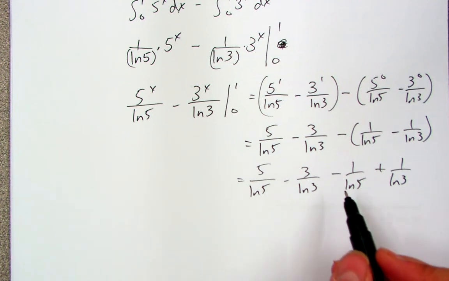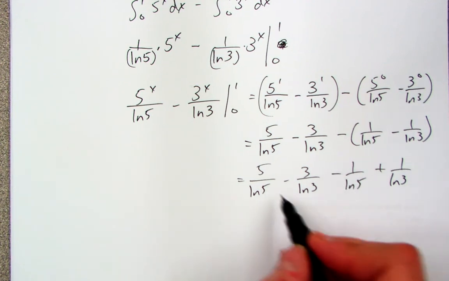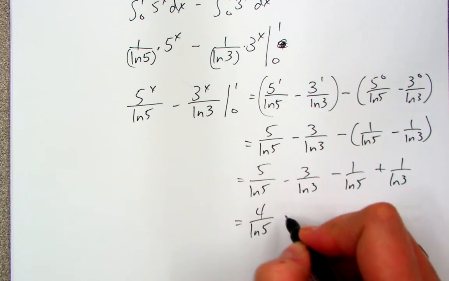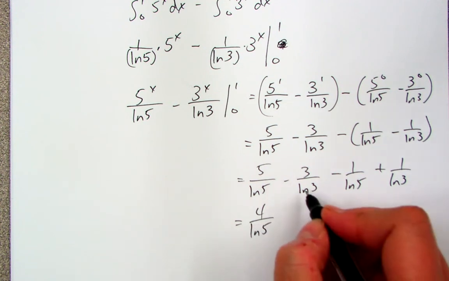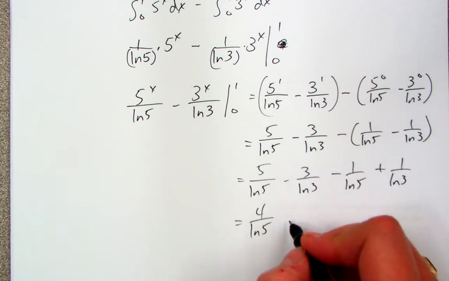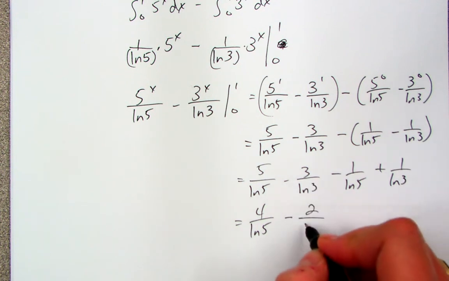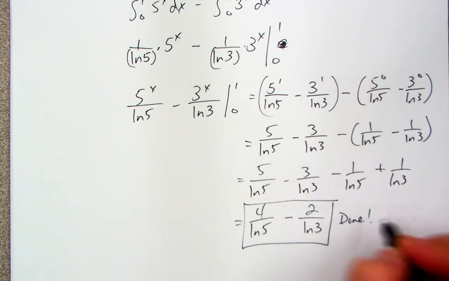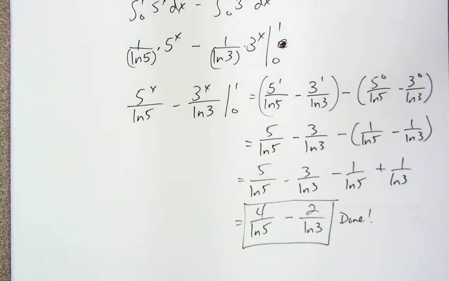Combine like denominators, right? Combine those fractions. So it's 5 and a negative 1. That's 4 over natural log of 5. And then, let's see, that's a positive 1 and a negative 3, so that's minus 2 over natural log of 3. Thank you.